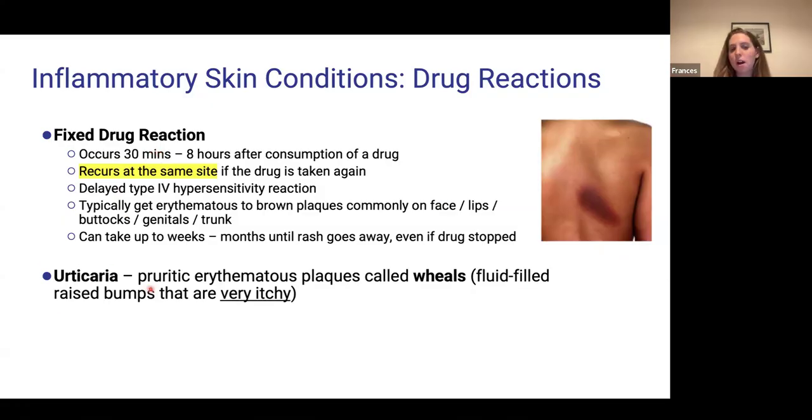And then, of course, urticaria, which is very, very characteristic of your type 1 hypersensitivity reaction. This is where you get those wheals, which are basically those fluid-filled raised bumps that are extremely itchy because of all of that histamine that's being released.